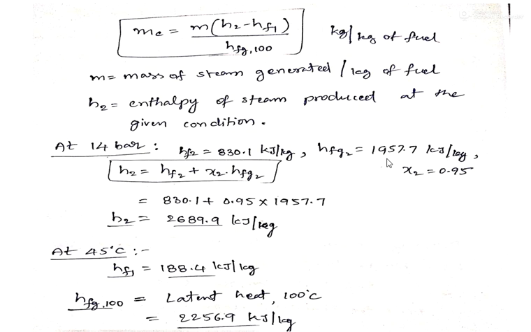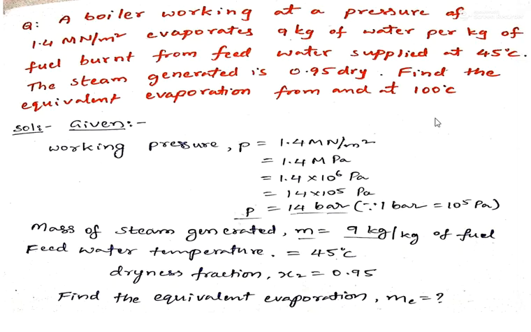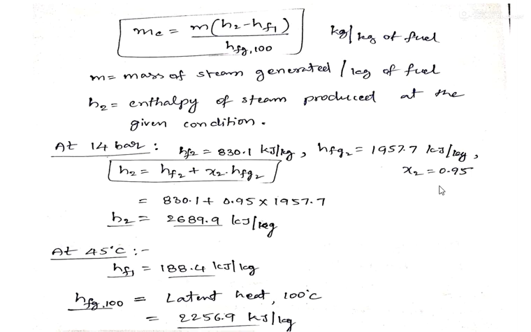That we have written here, and x2 is 0.95, which is given in the question. If you see here, the dryness fraction is 0.95. So, when you substitute in this formula and simplify, you will get the H2 value as 2689.9 kilojoules per kg. And next we require Hf1.